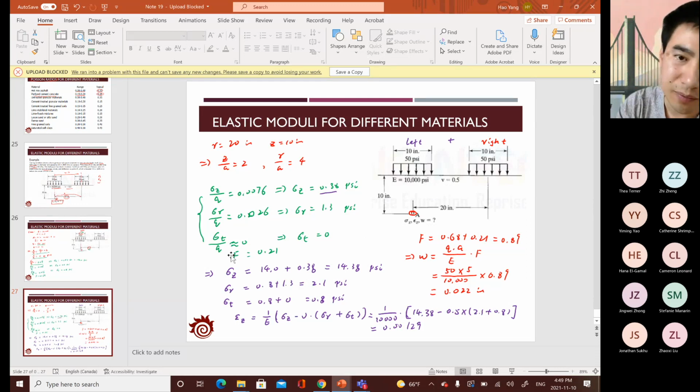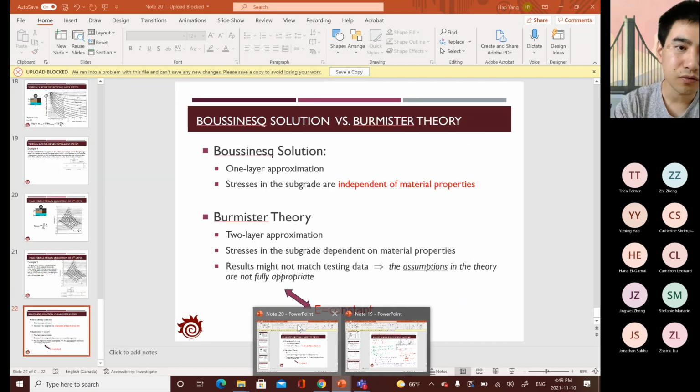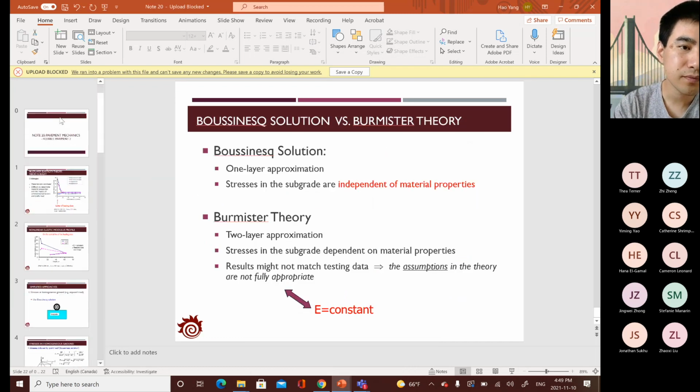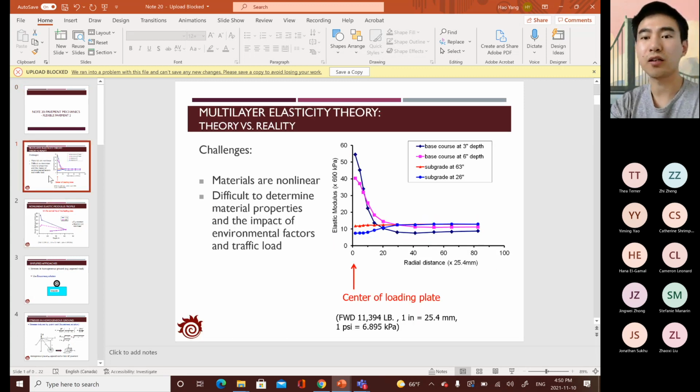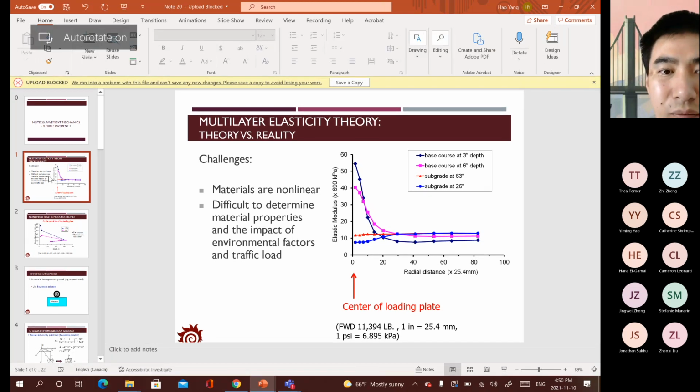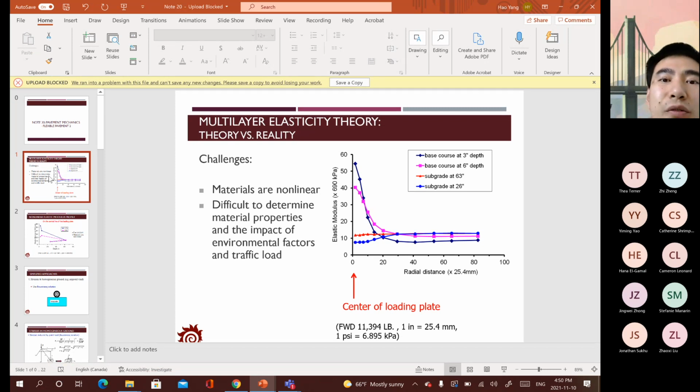We have some other methods to further analyze the stress and strain for the flexible pavement with more complicated, more realistic settings about the pavement structures and also the properties of the materials. So that will go to node 20. So in node 20, we will continue the introduction about the stress and strain analysis of the flexible pavement, but here we're going to focus on the multi-layer elastic theory.